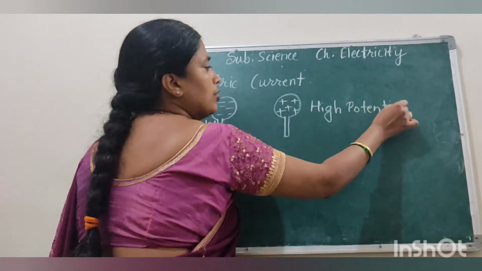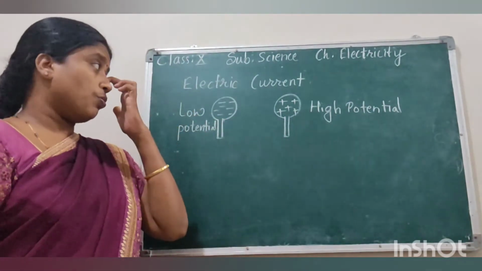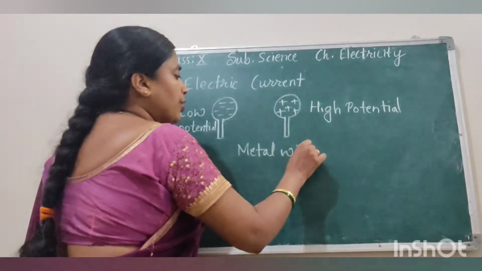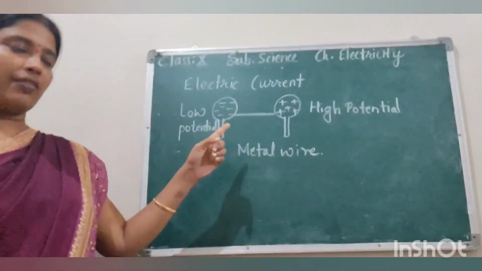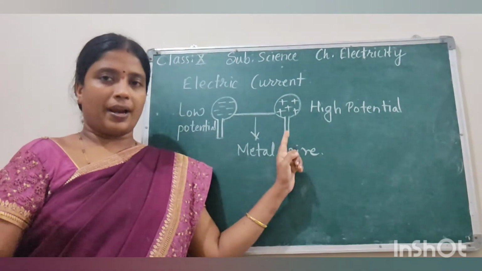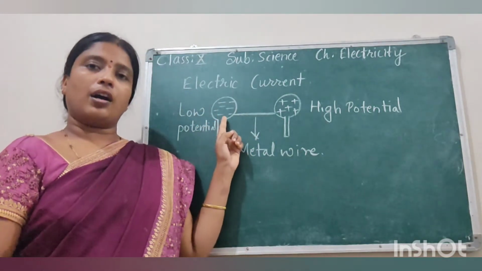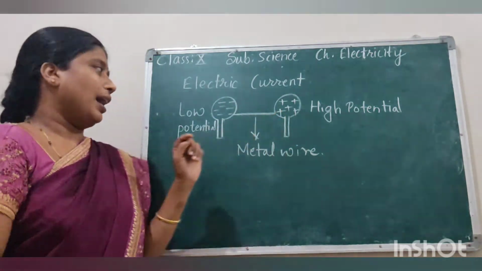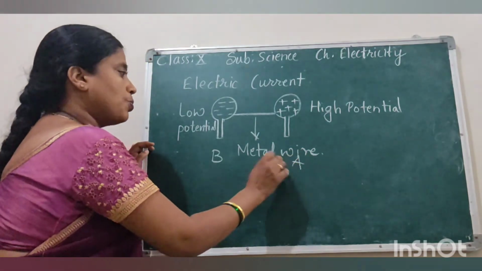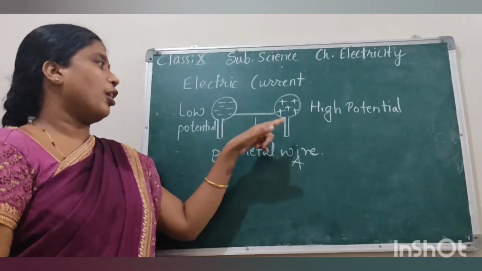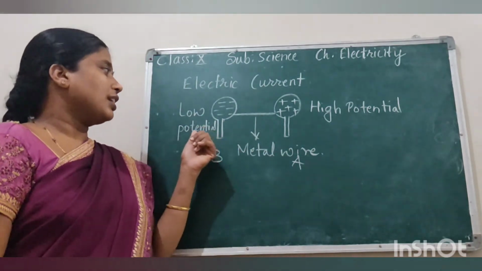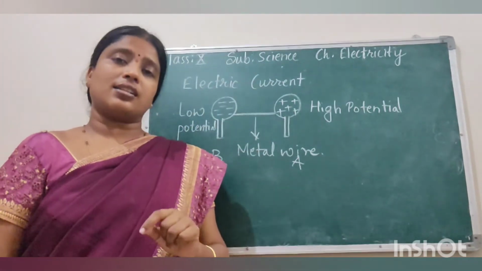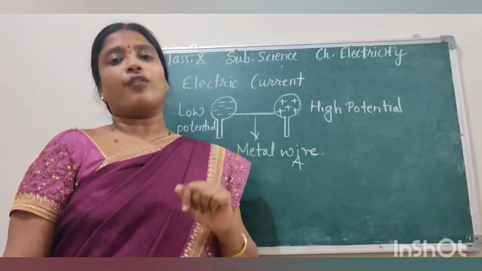Okay. Now, if you want the charges to move from one metallic sphere to the other metallic sphere, then for that, suppose you connect the two spheres with a metal wire, then the charges will flow from negative to positive, from low potential to high potential, that is from sphere B to sphere A, and the direction of current will be from A to B. Okay, so the charges will flow from B to A and the direction of current is from A to B. Direction of flow of current is always considered to be the direction opposite to the direction of flow of charges.